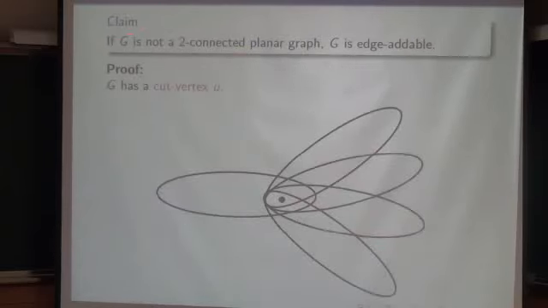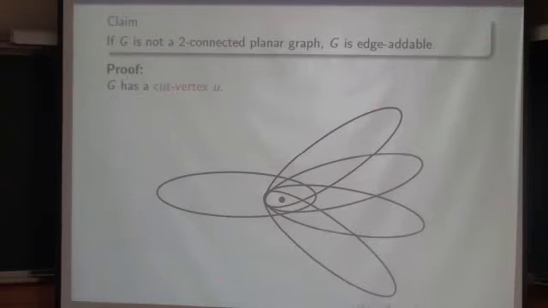So we want to show the following claim. If G is not a two connected planar graph, then G is edge-addable. Since G is not a two connected planar graph, G has a cut vertex U, right?